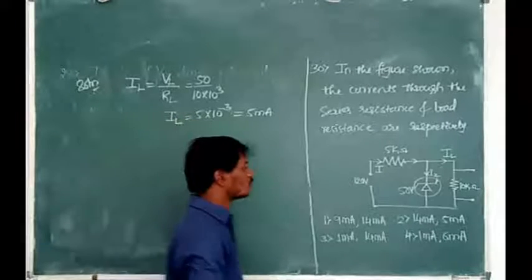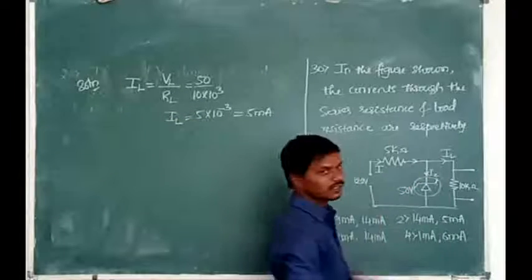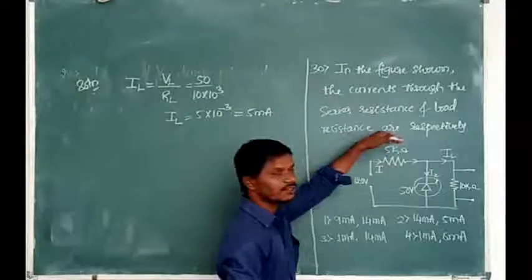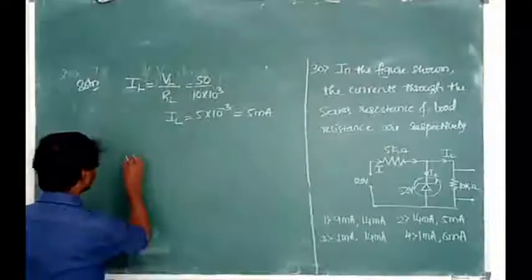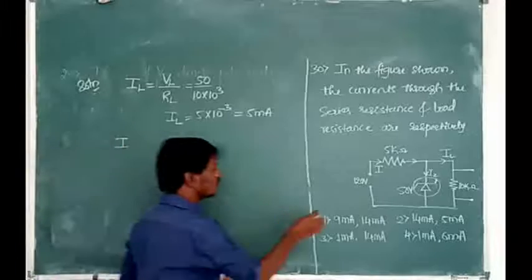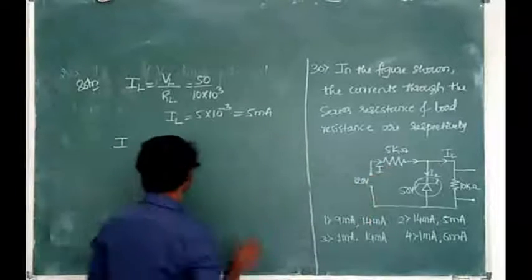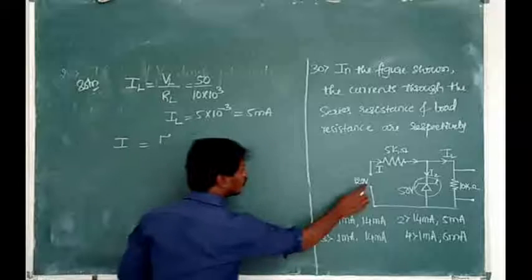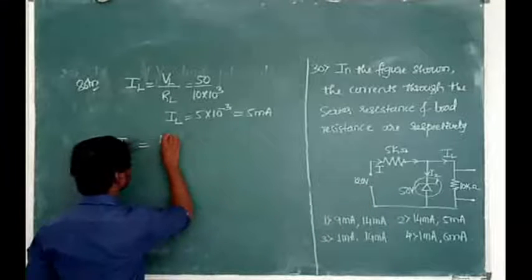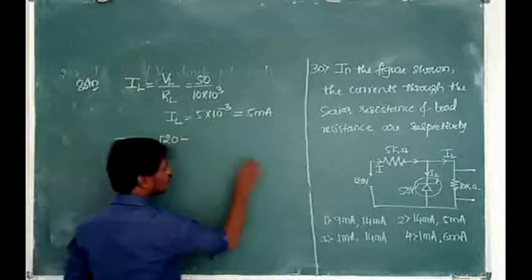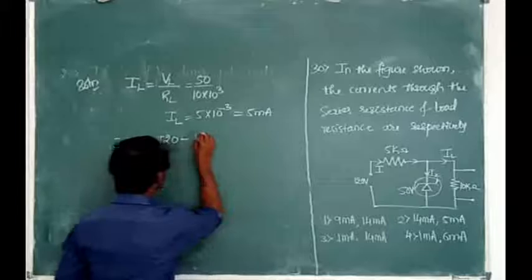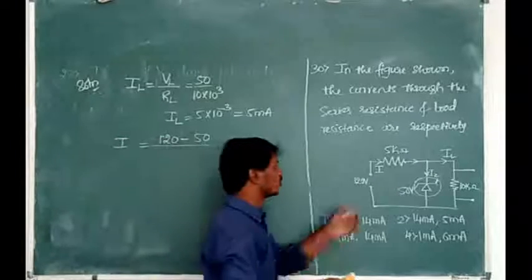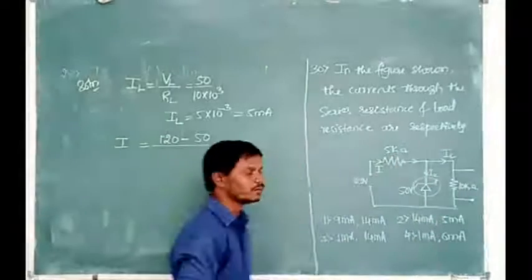Then what about the current through the series resistance? We are going to find the current through the resistance, that is 5 kilo ohm. That can be taken as I, as given in the diagram. That I is equal to, the applied voltage is 120. Then the potential difference across the Zener diode is how much? 50. So 120 minus 50 divided by the series resistance, that is 5 kilo ohm.